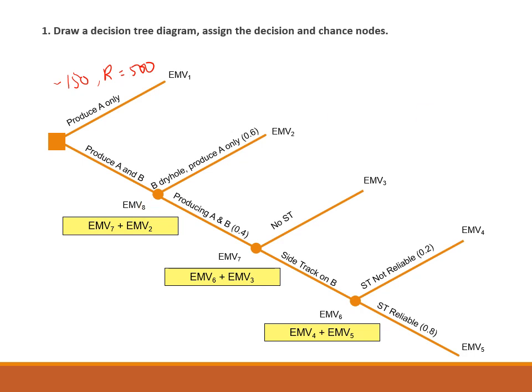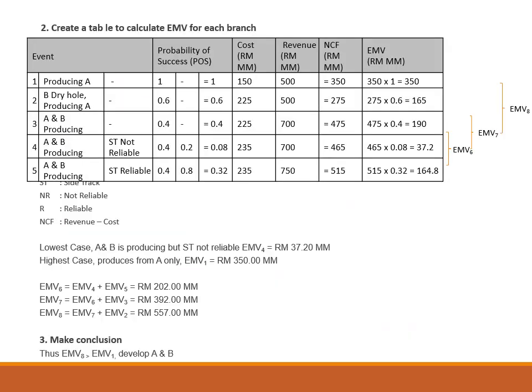Okay, so from here you can also put in all the values from the question. You can put in all of the costs and the revenue, but then it will be a bit tricky and messy. So it's advisable that you do this in table form like this. So you create a table to calculate the EMV for each of the branches. So the table looks like this.